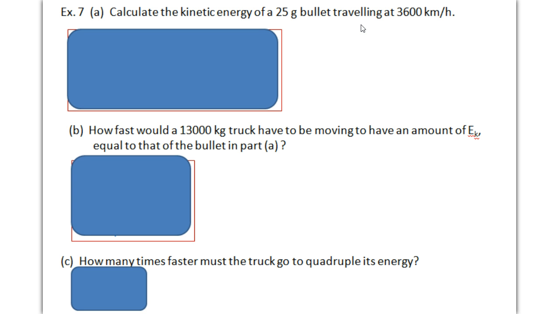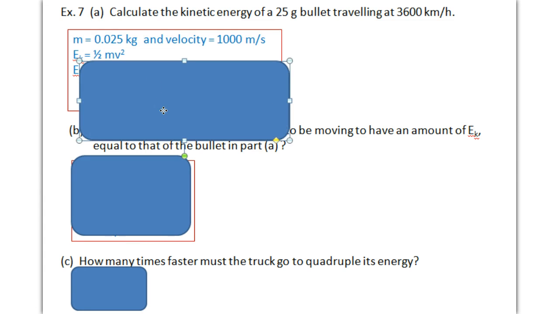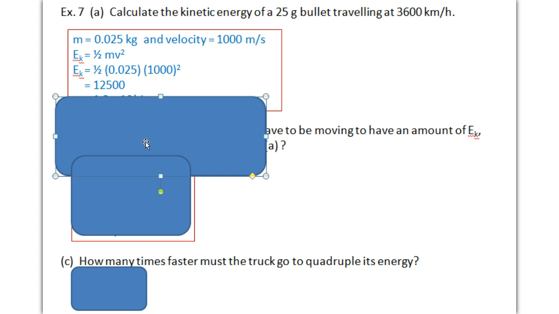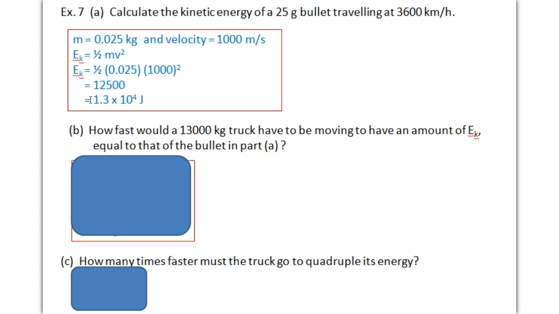Last example, calculate the kinetic energy of a 25 gram bullet traveling at 3,600 kilometers per hour. So you may realize now that you need to do two conversions, change your grams to kilograms and your kilometers per hour to meters per second. So your mass would be 0.025 kilograms. Velocity would work out to 1,000 meters per second because you divide by 3.6. And there's nothing new in this. Just simply carry out your calculations. Don't forget your significant figures, and 1.3 times 10 to the 4 joules.